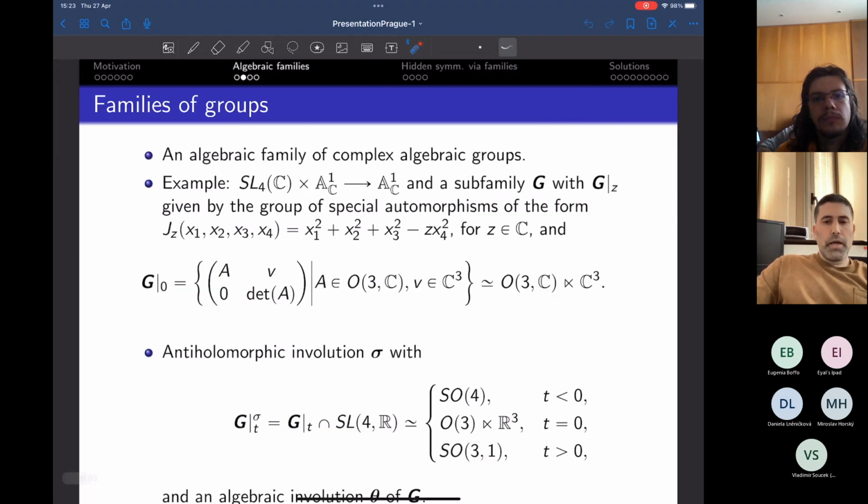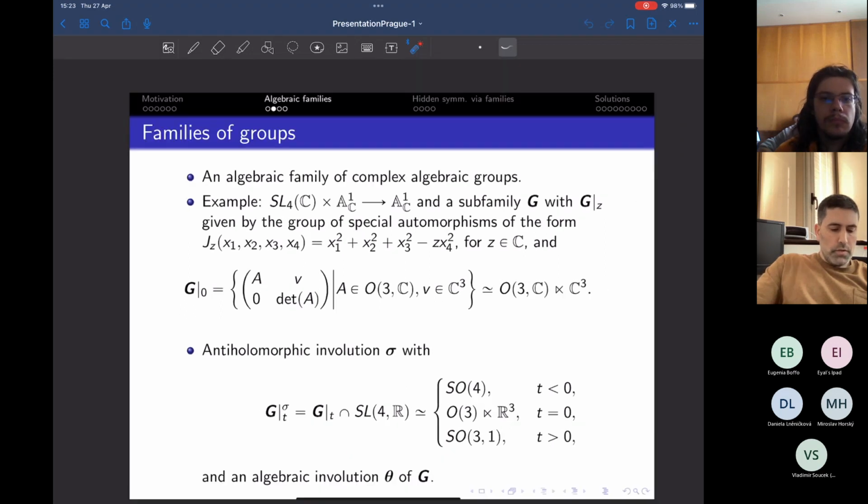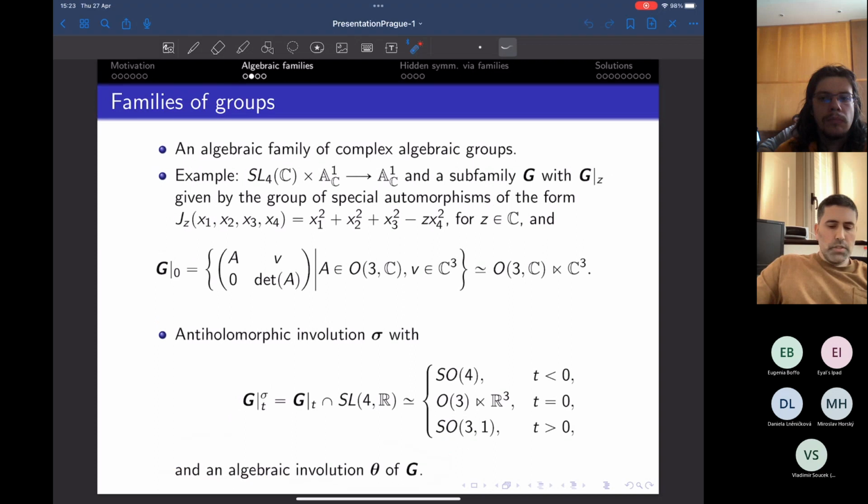There is also a natural algebraic involution here. Using this matrix form, you can fiber-wise conjugate by the diagonal matrix 1, 1, 1, minus 1, and it's an algebraic involution in the sense that it's a morphism of group schemes, and its square is the identity, and the fixed points give us a constant family, with fiber being O3C. It will play a role later on in the rest of this talk. Any questions before I leave these examples?